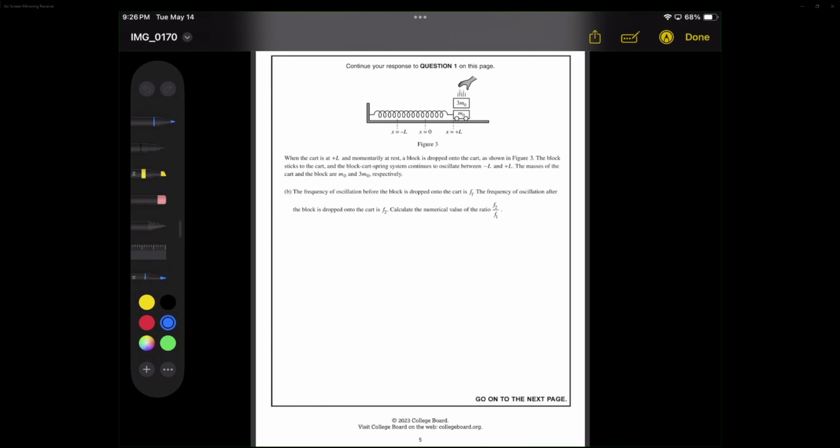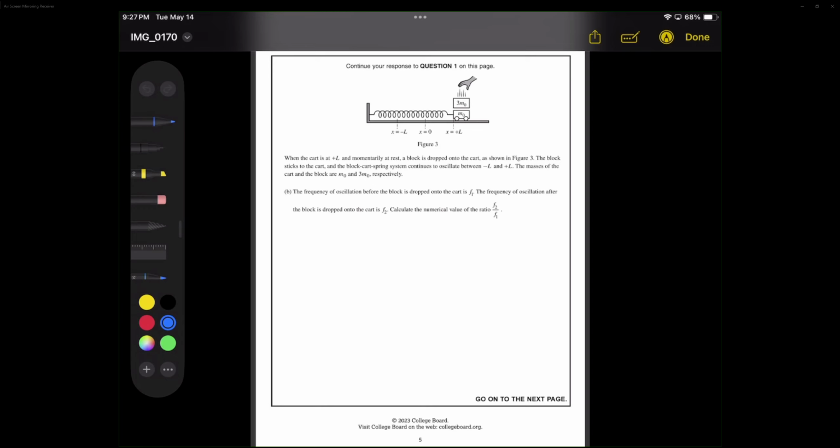When the cart is at plus L and momentarily at rest, a block is dropped onto the cart, as shown in figure 3. The block sticks to the cart, and the block cart spring system continues to oscillate between negative L and plus L. The masses of the cart and the block are m and 3m, respectively. The frequency of oscillation before the block is dropped onto the cart is F1. The frequency of oscillation after the block is dropped onto the cart is F2. Calculate the numerical value of the ratio F2 over F1.